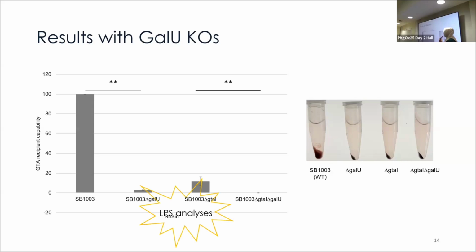So we are right now getting prepared to send the LPSs of these strains for mass spec. And in the meantime, we're also going to run some gels and do some silver staining to see if the differences show up on the gel itself. And if not, we'll wait for the LPS mass spec data.